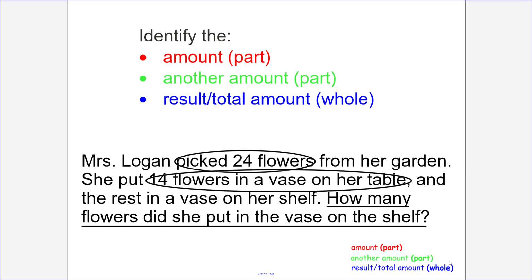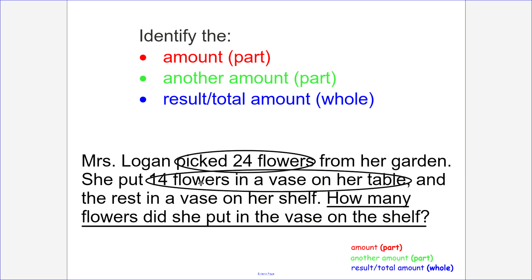Let's read this problem again and really think about what pieces of information are the amounts and what information is the result or total amount. Mrs. Logan picked 24 flowers from her garden. She put 14 flowers in a vase on her table and the rest in a vase on her shelf. How many flowers did she put in the vase on her shelf?